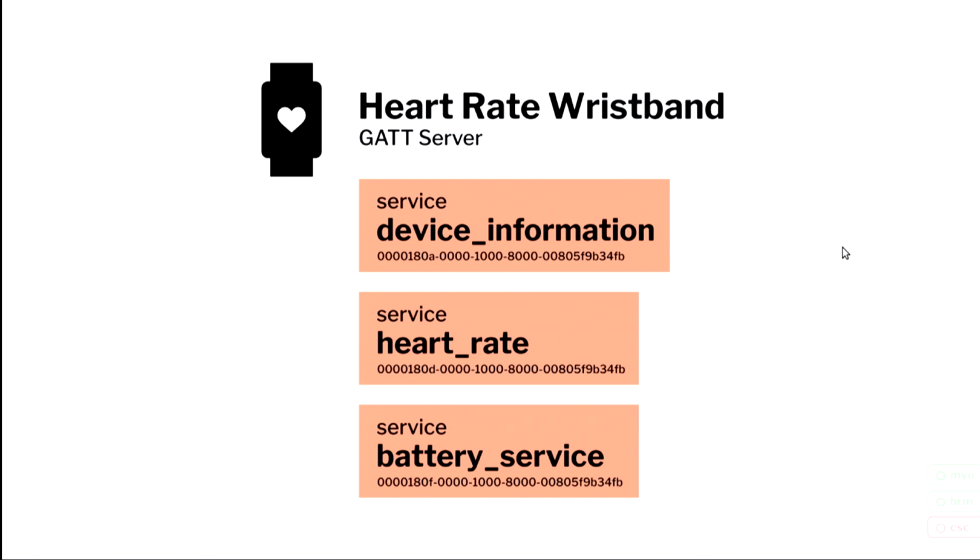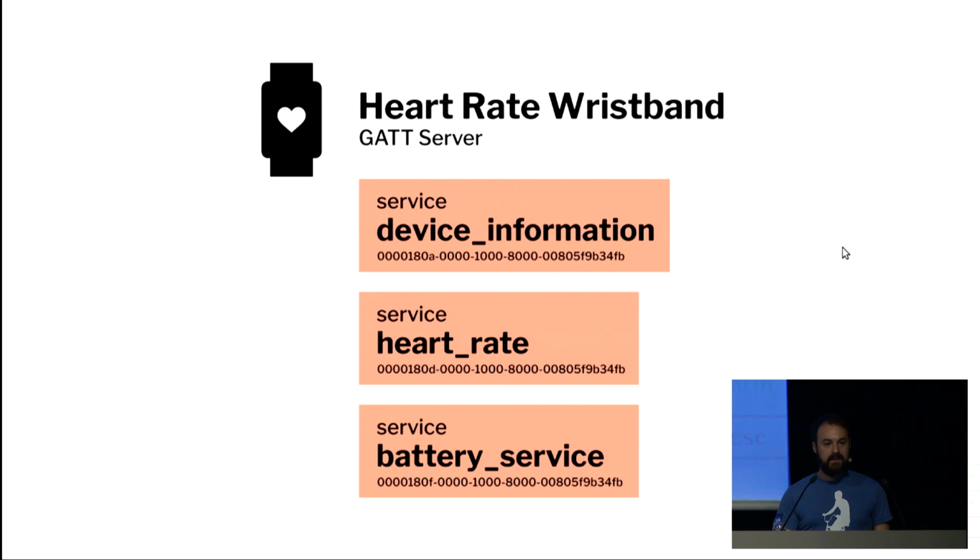A GATT server contains a collection of services. For instance, this server has device information, such as the vendor, serial number and version, live heart rate data, and a battery service, which we can get up-to-date battery info from. Each of these services has a unique identifier, which we can use to request it from the device.